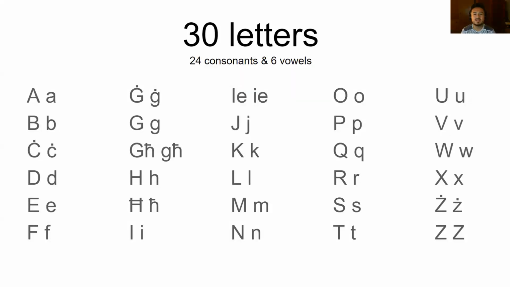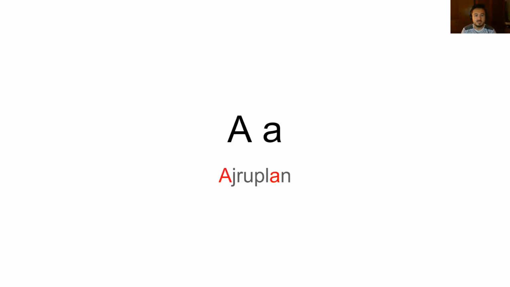There are 24 consonants and 6 vowels, which make up these 30 letters. Now I'm going through them one by one. The first one is A, such as aeroplan. Sometimes you need to pronounce it with a glottal stop. Generally you would say it similar to the alif in Arabic, with the hamza on top, which shows that you need to really pronounce it.